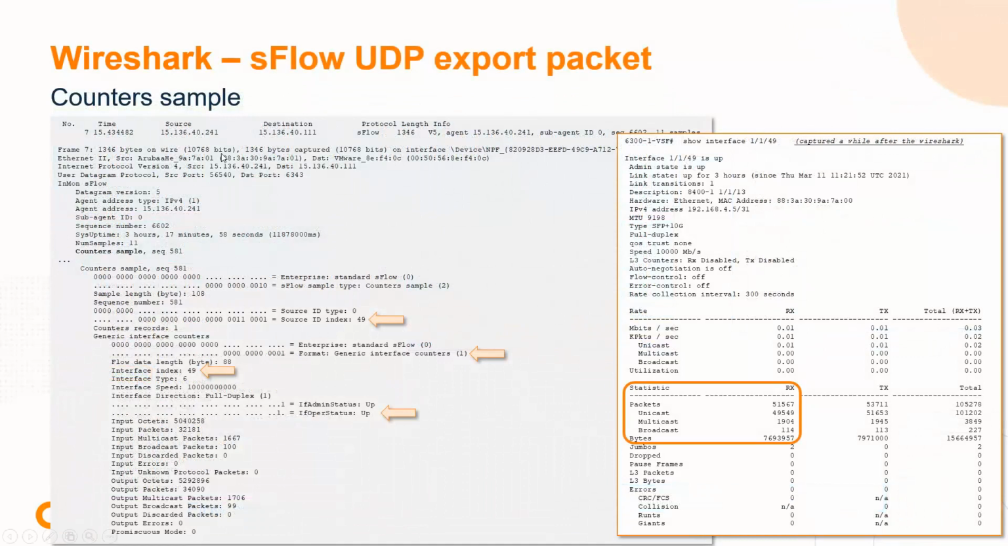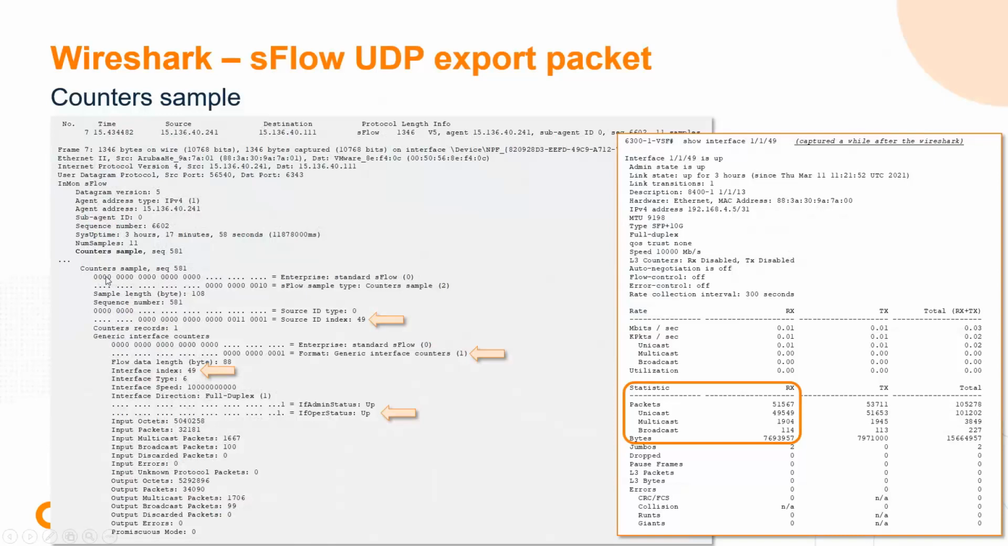The counter sample, if we get into more detail here, in order to capture the difference between what is viewed in S-Flow and what is viewed in the CLI, I also put a show interface in order to see the statistics for RX. As you can see, you have the input packet count, and you have the output packet count as well.